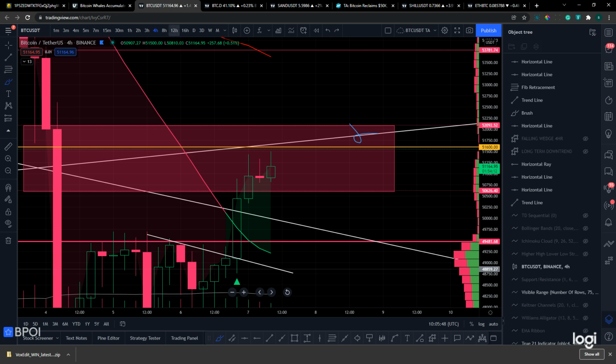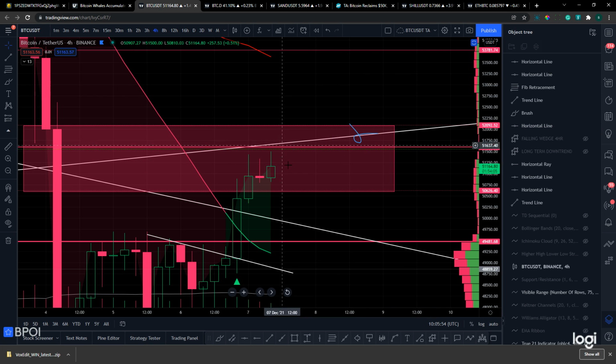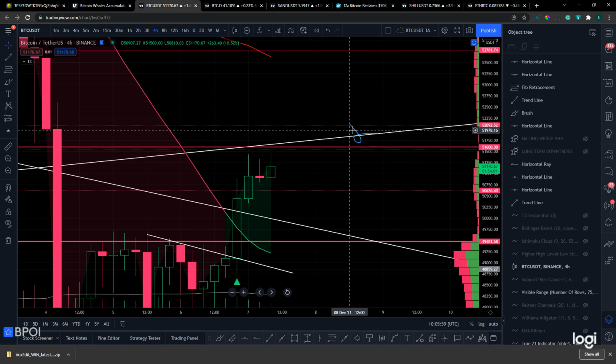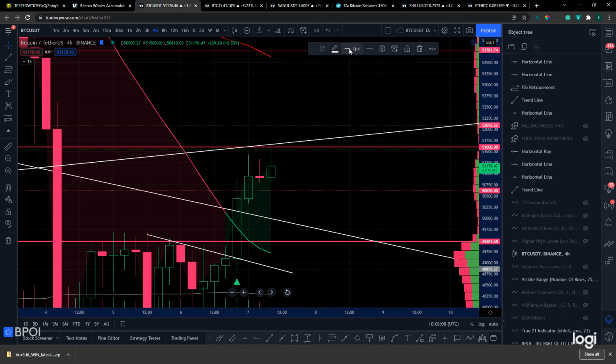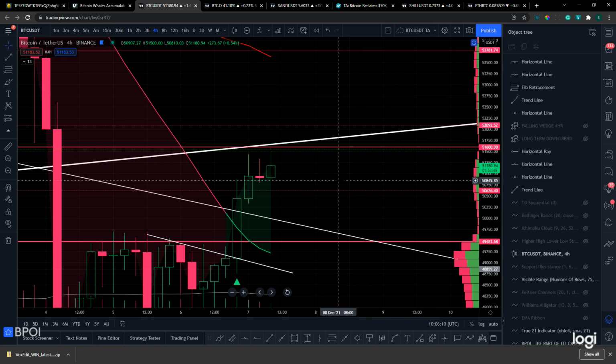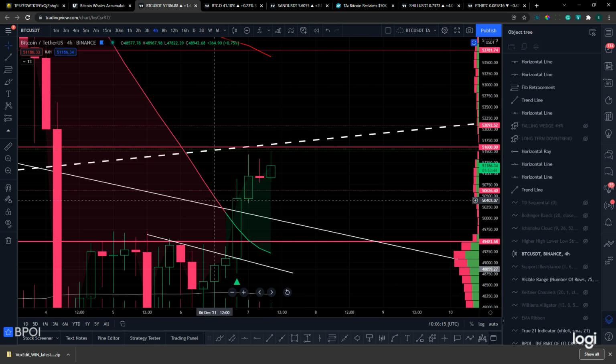I'll come to this in a sec. So what I'm going to do is change this yellow line to red just because it's acting as a resistance at the moment. I'm going to remove this box because I think we don't need that anymore. We're currently trading through that area of resistance right now. Okay, see this trend line here. Let's turn that to 4 pixels. Actually, I'll turn that to a dotted line as well, just for visual reasons. Okay, so we can see we've got resistance 51,600 and this trend line now acting as a resistance.